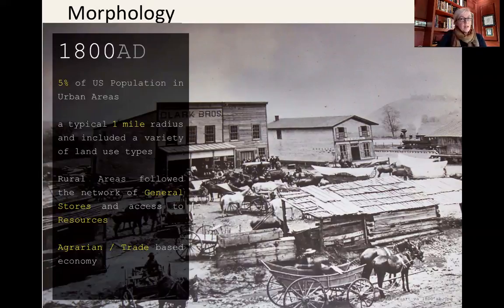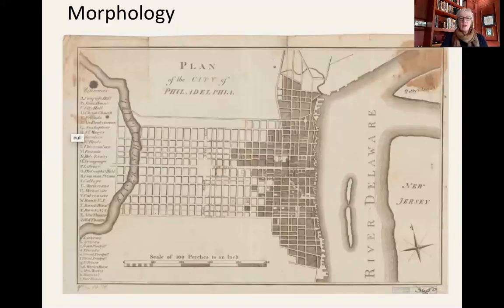At the beginning of the 19th century, only 5% of the U.S. population was in urban areas, and most of those areas consisted of a 1 mile radius. Rural areas were essentially a network of general stores with access. It was very much agrarian in its trade and its economy. As you can see here with our map of the city of Philadelphia, we'll be using Philadelphia historically since it's where we're going to be vetting our ideas at the end. I think it's a good place for us to start.